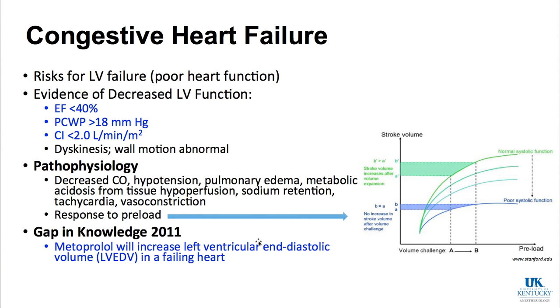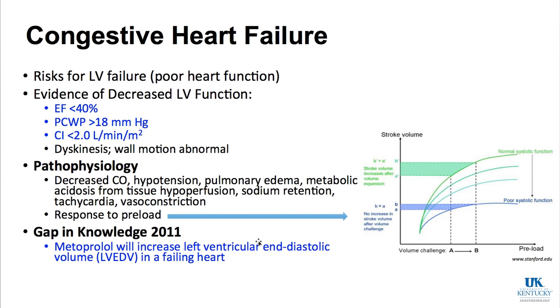Evidence of decreased LV function is a low ejection fraction, less than 40%, a filling pressure (wedge pressure, pulmonary occlusion pressure, LVEDP) greater than 18 millimeters of mercury, and a cardiac index less than 2 liters per minute per meter squared. Those are classic measures of poor heart or poor LV function.